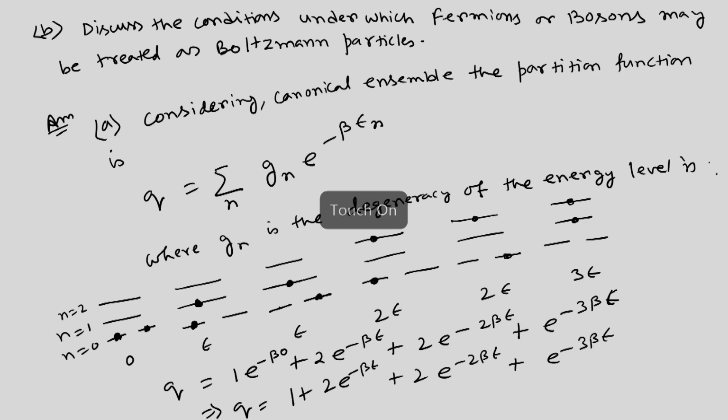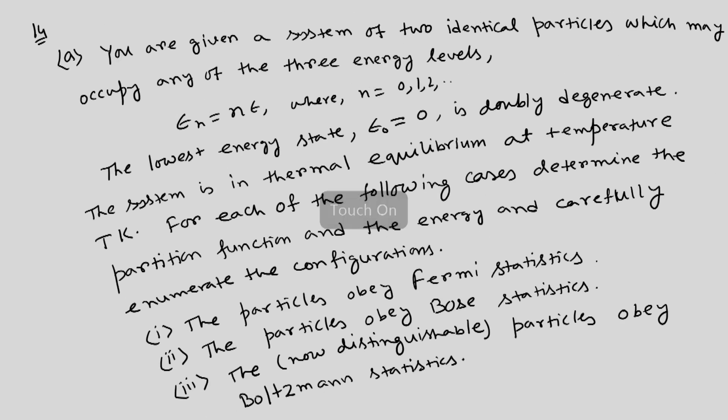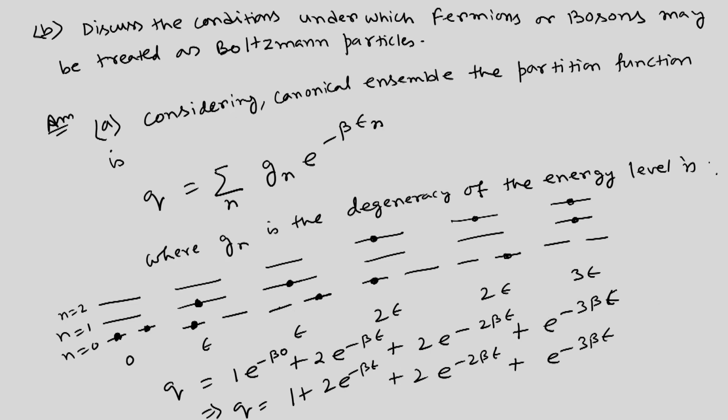So this is the problem when the particles obey Fermi statistics. Fermi statistics itself says that no two particles can be found in one given state. That is why we get this kind of distribution.